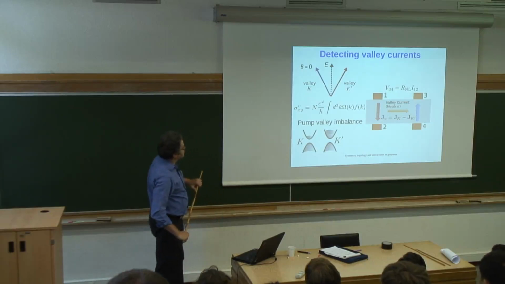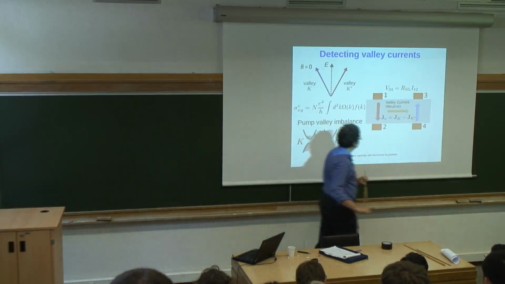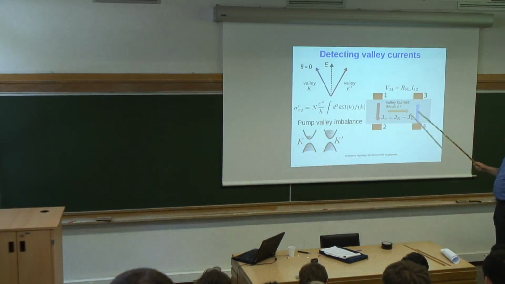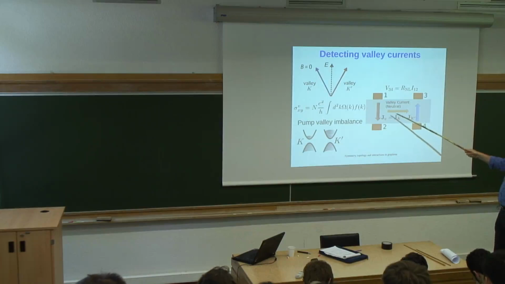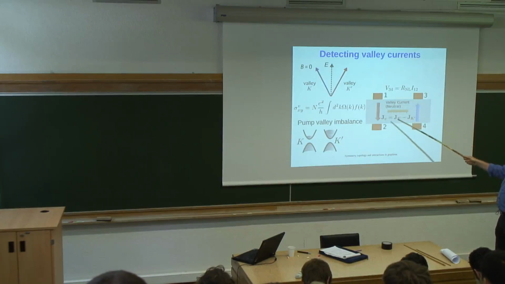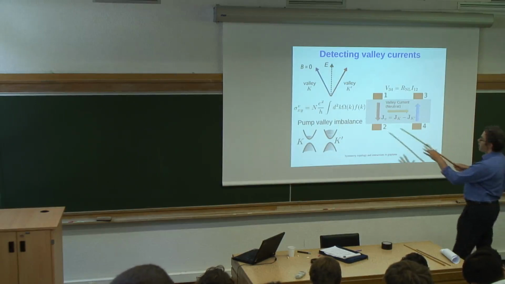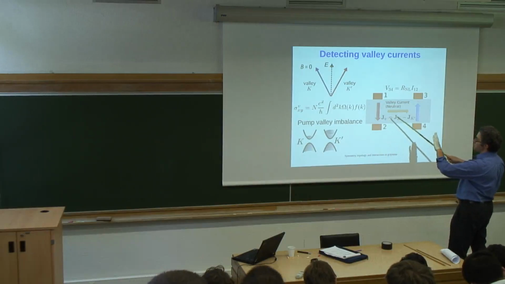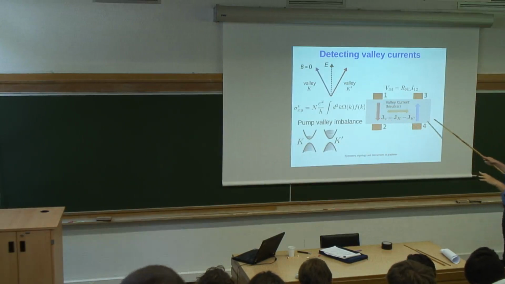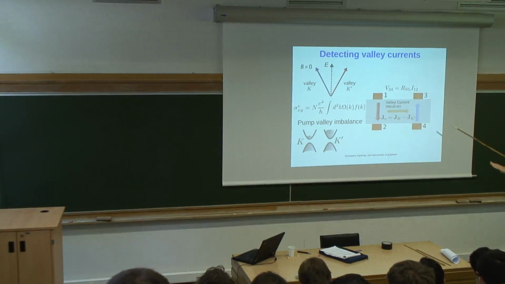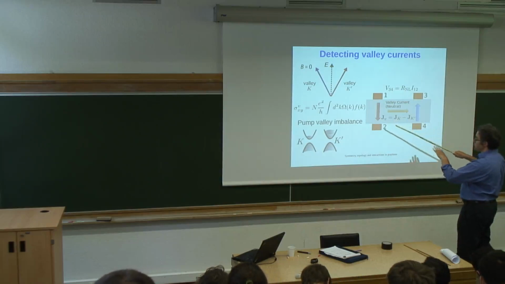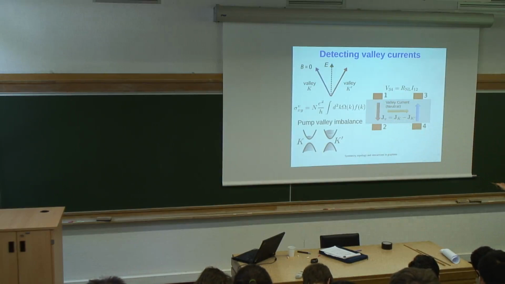To detect valley currents, what one can do is use a non-local geometry. Schematic is here. Suppose we have a long sample and we apply a charge current over here, and this charge current will create a transverse current, which will flow in opposite directions in different valleys. This transverse current will tend to create an imbalance between valley populations. Particles in one valley will tend to flow in one direction, and the other valley in the other direction, so there will be an imbalance spreading along the system.